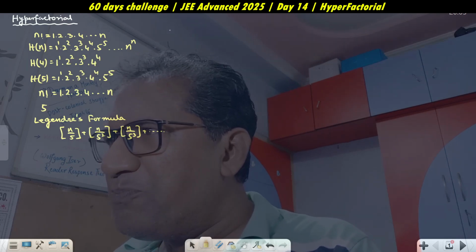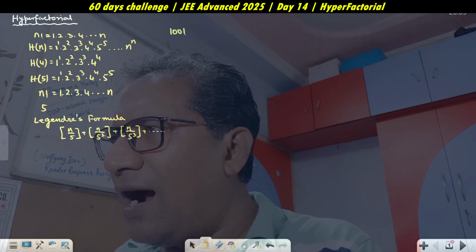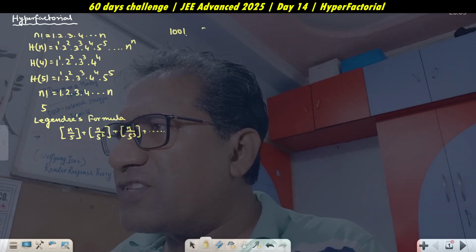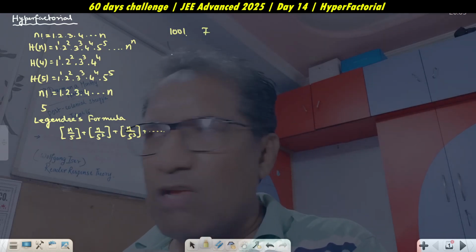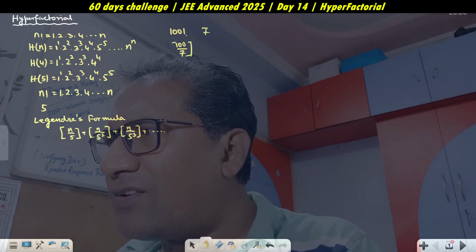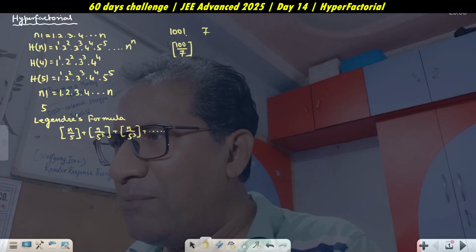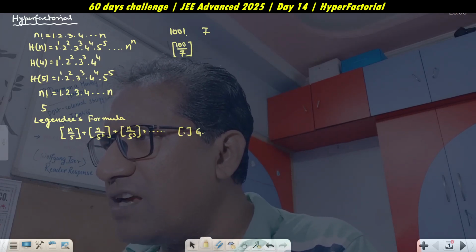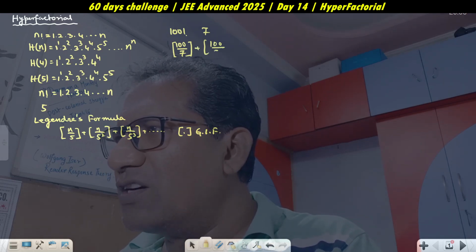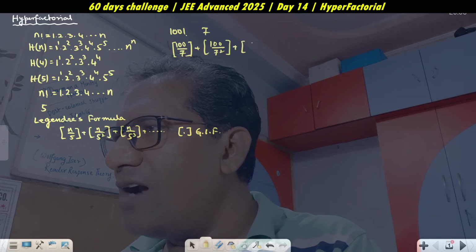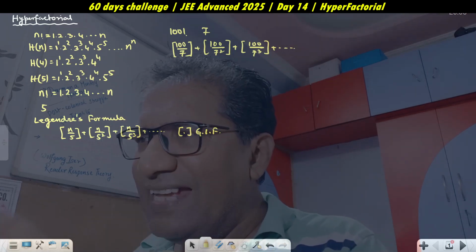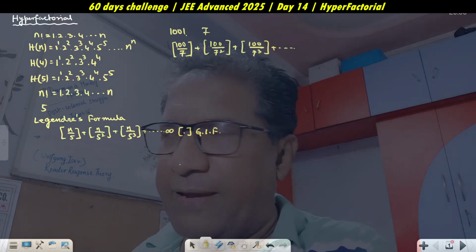Now if I say factorial 100, and I ask you what will be the exponent of 7 in factorial 100. All it will do is simply 100 over 7. This is the greatest integer function. This is the box function. Remember, these are all greatest integer functions. So plus 100 over 7 square plus 100 over 7 cube. No need to write any more, because actually this series tends till infinity.